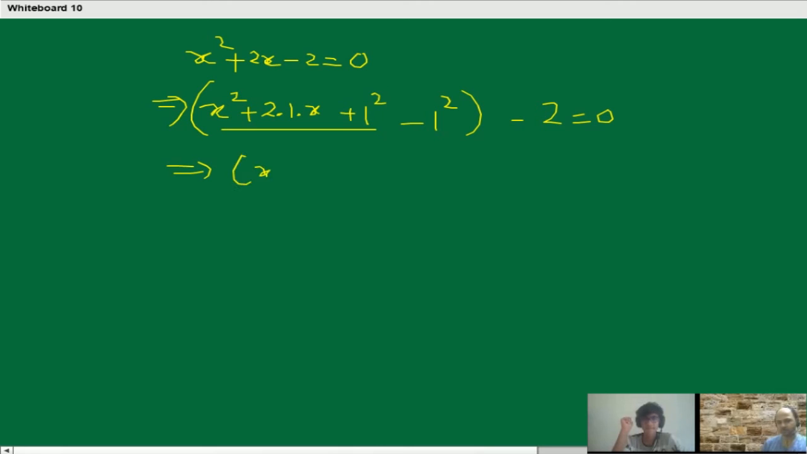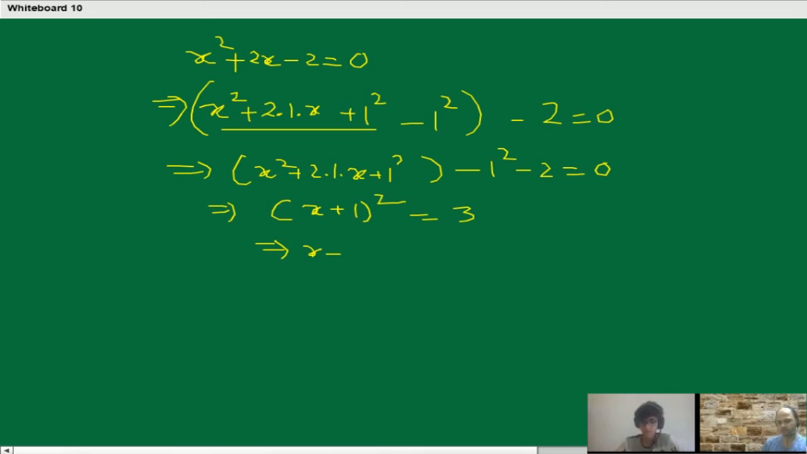So using the first 3 terms, what would be the expression? It would be x squared plus 2x plus 1, which would be equal to x plus 1 whole square, right? And this is 1 square minus 2, that minus is 3. So x plus or minus root 3. Okay. X should be 1 plus root 3 and should be 1 minus root 3.